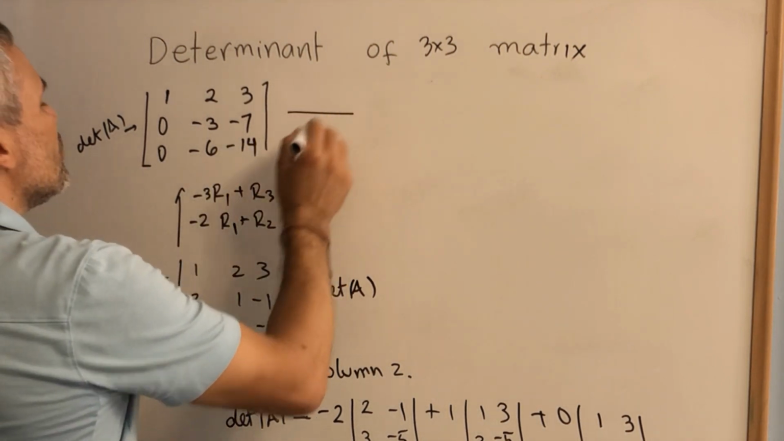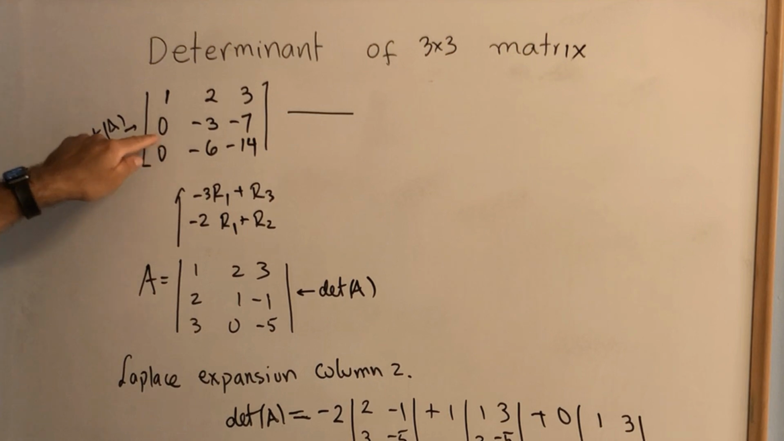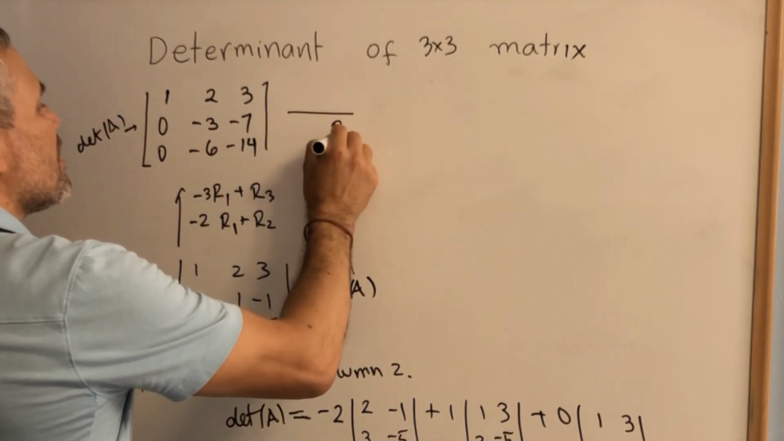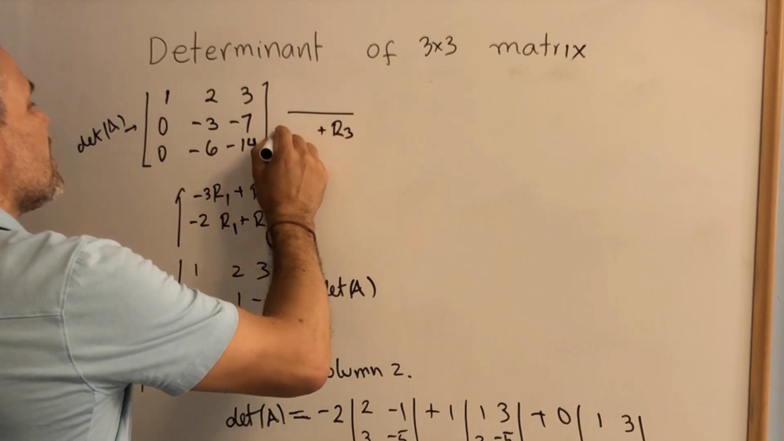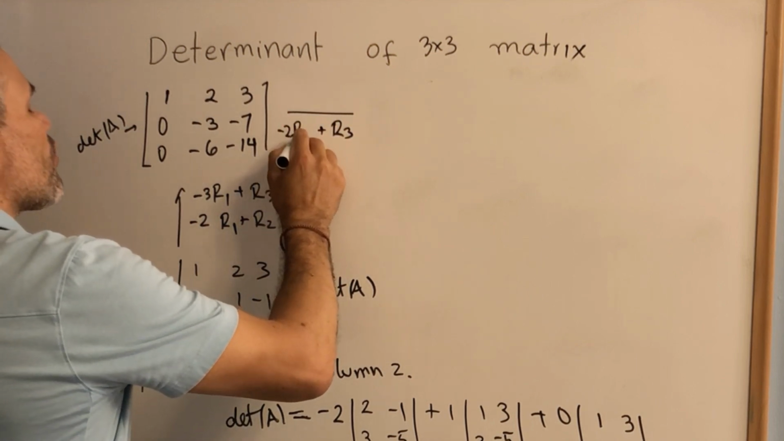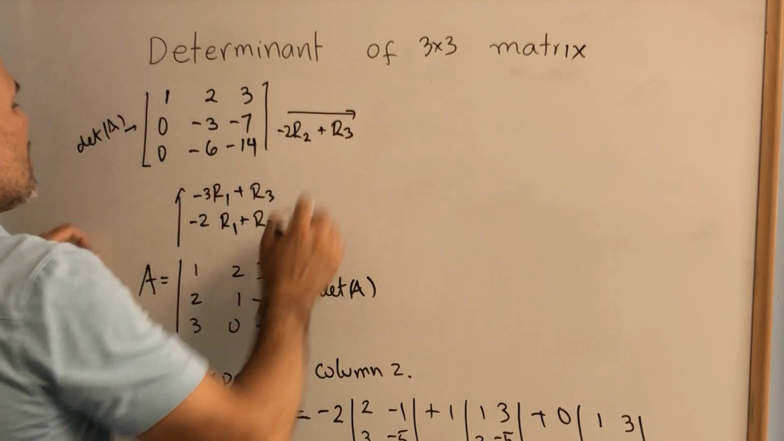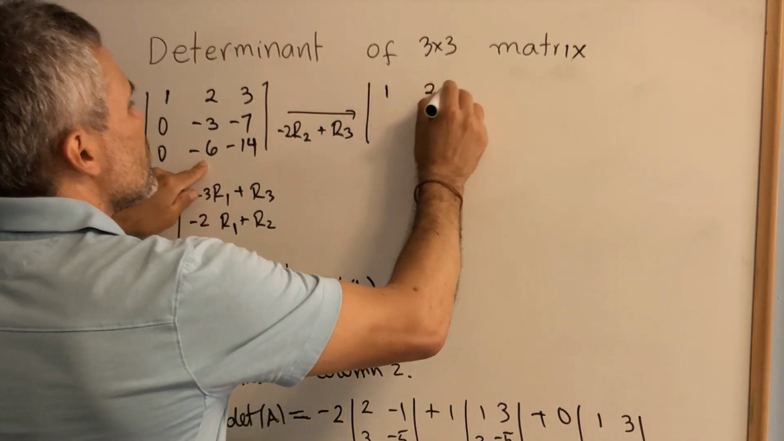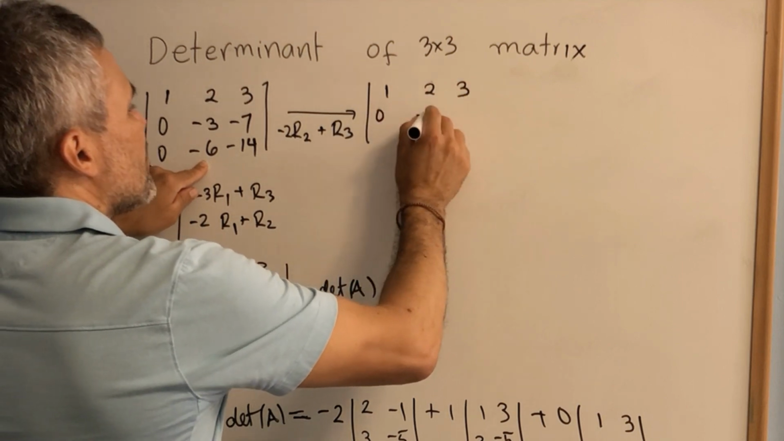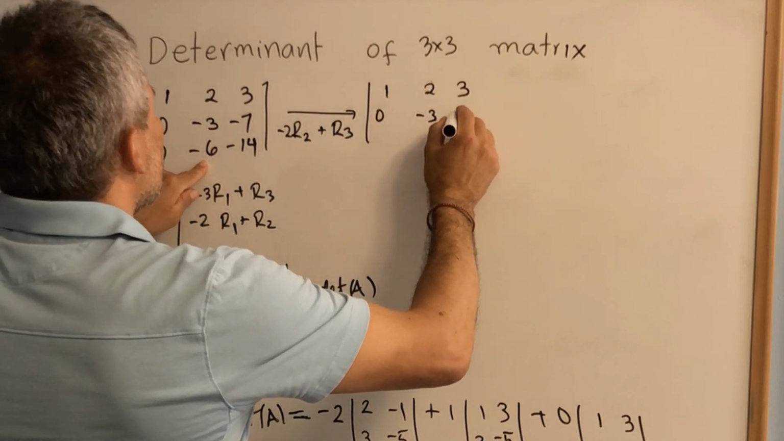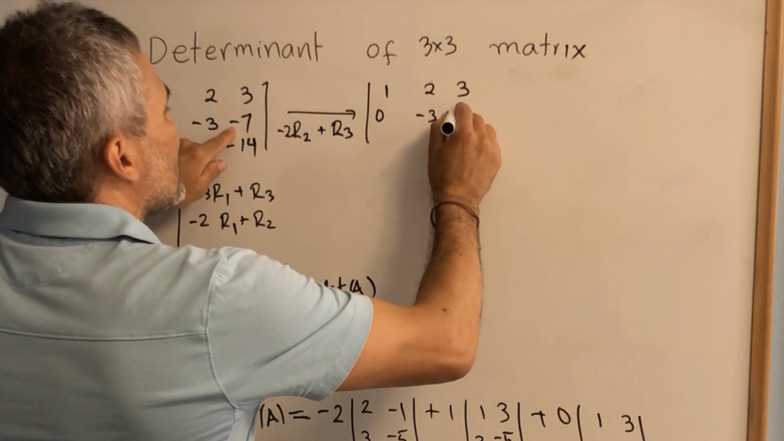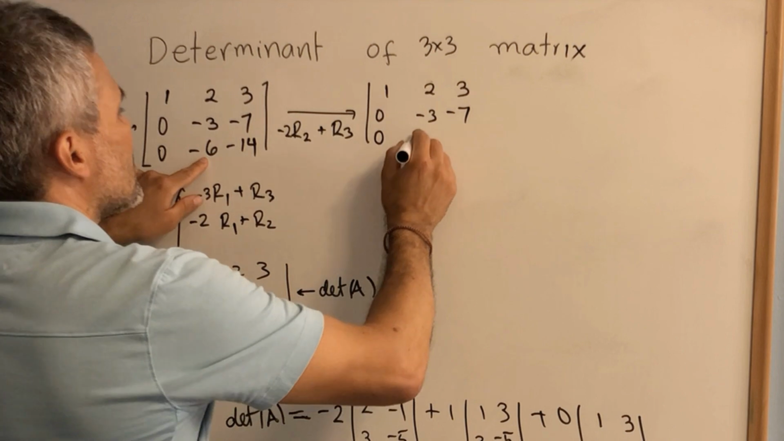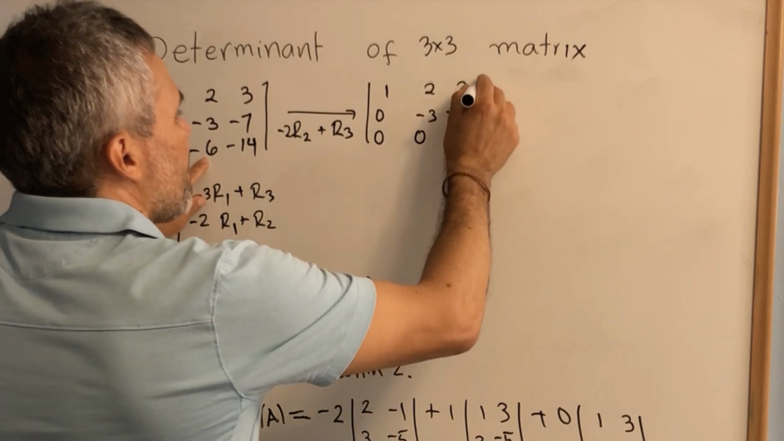Now what I'm going to do is change row 3 by adding negative 2 times row 2. I'm going to put a 0 here, and then what I get is 1, 2, 3, 0, negative 3, negative 7, and 0, 0, 0.